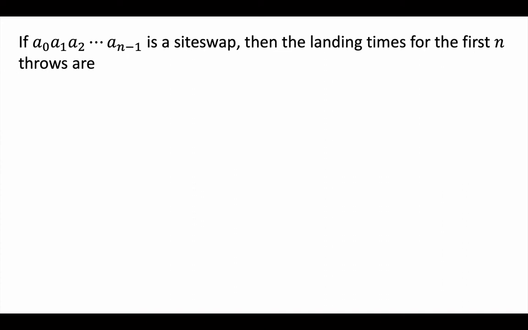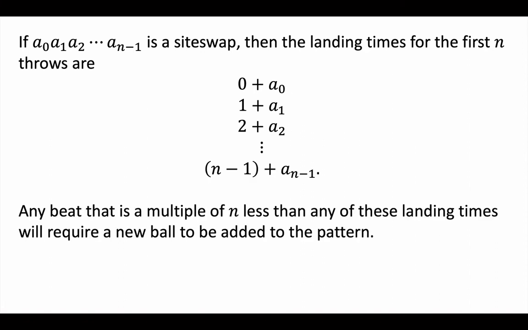In general, if you have a siteswap, the landing times for the first n throws are 0 plus a0, 1 plus a1, out to n minus 1 plus a sub n minus 1. Any beat that's a multiple of n less than these landing times will require a new ball to be added to the pattern.